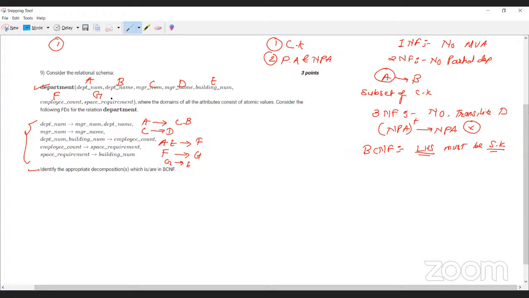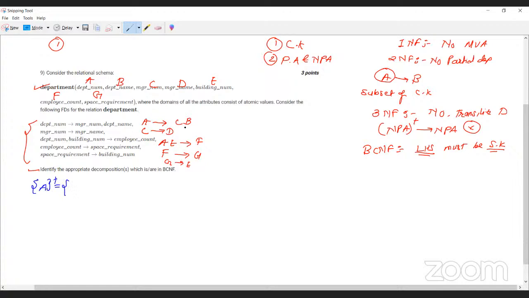So let us find out the candidate key first. The first simple trick is to find the attribute which is not present on the right hand side of any functional dependency, right? So C and B are present, D is also present, E, F, G are present. Only A is not present, right? So A must be a part of the candidate key, not a candidate key itself. So let us take the closure of A first.